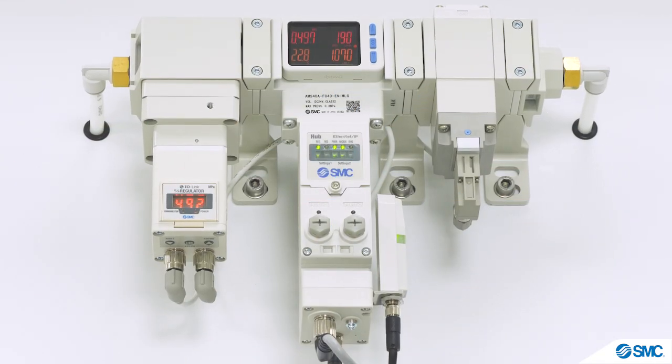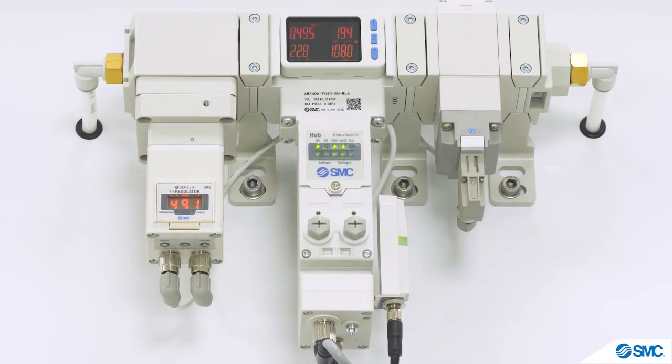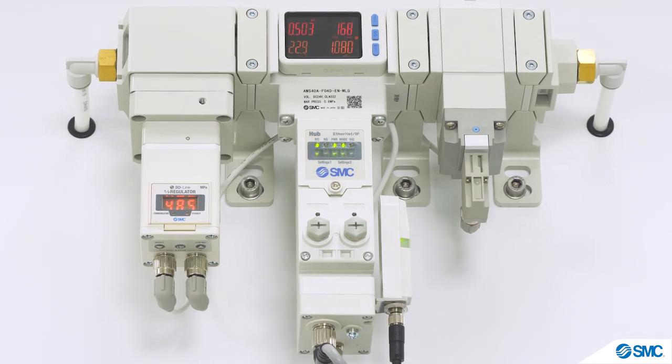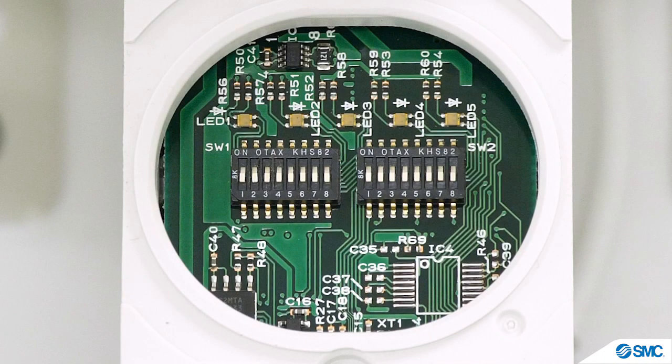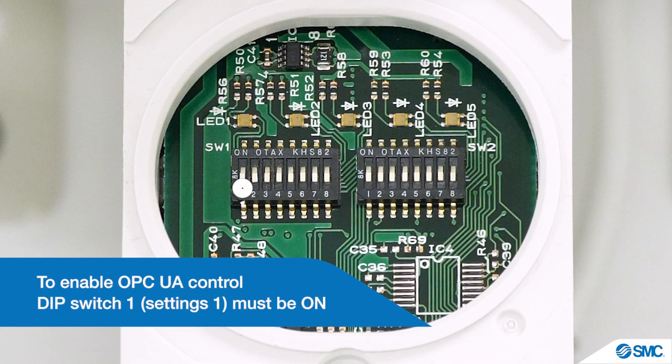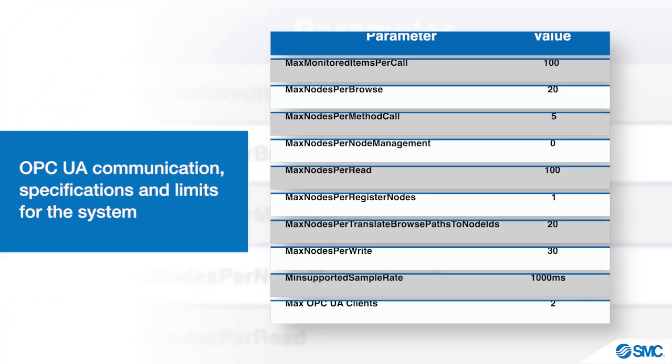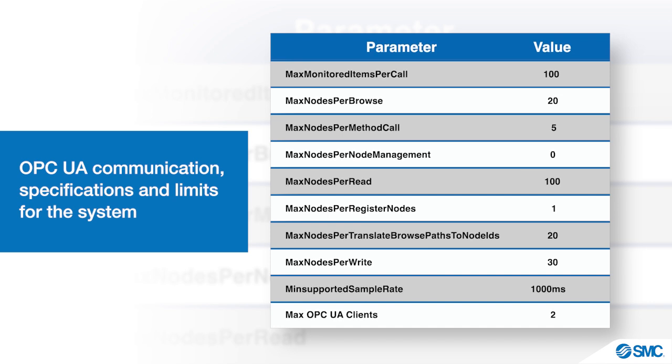We can use OPC UA to monitor data from the system. However, to enable control, we first need to set DIP switch 1 in the Setting 1 section to on. OPC UA has communication specifications and limits. This table shows the specifications. We can see the limits in communication for OPC UA here.